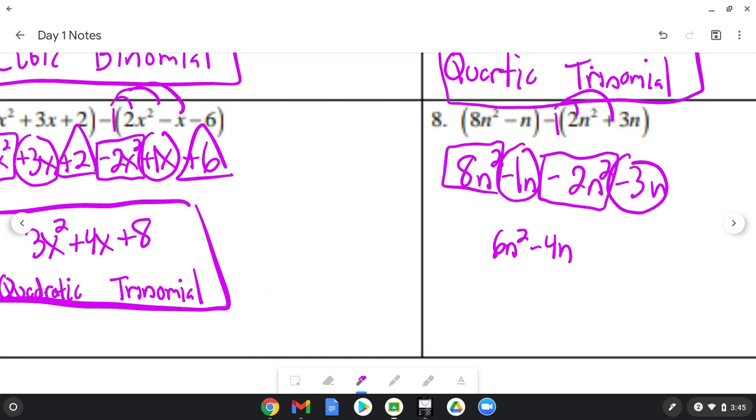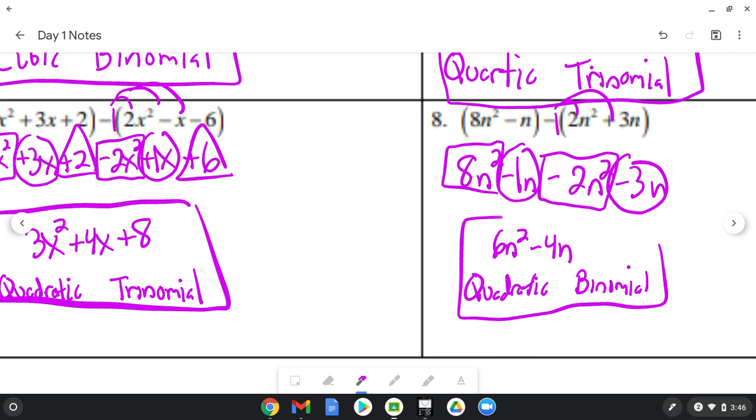So now if I were to name that, to the second degree is quadratic, and then there's 2 terms, so that's a binomial. And that would be my answer for the last one.